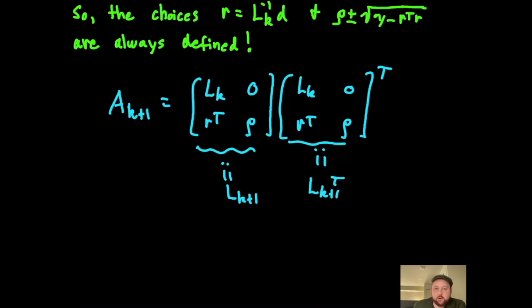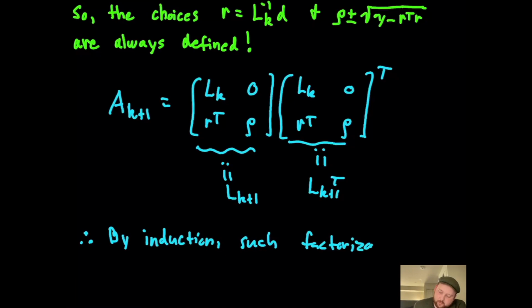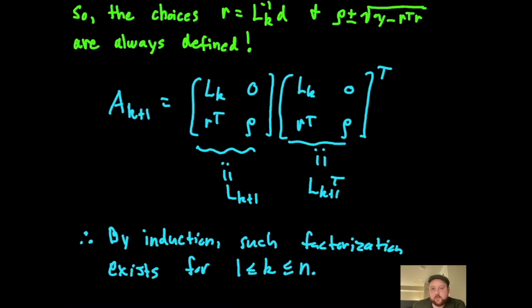So we've proven that you can always Cholesky factorize the next leading principal submatrix, and so that's how the inductive proof goes, right? So therefore, by induction, such a factorization exists for k between 1 and n. Right? We don't go off to infinity because we have a finite dimensional matrix, right? It terminates at n. Right? So that's your proof for the existence of the Cholesky factorization for an SPD matrix A.